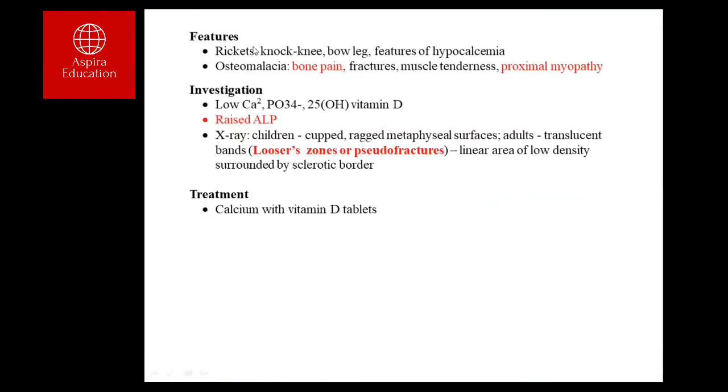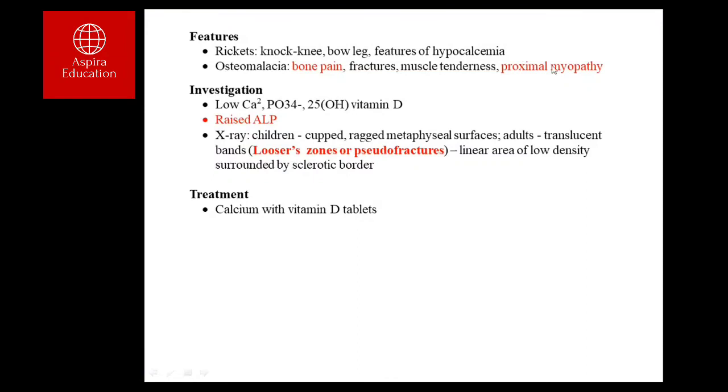What are the features you're going to get? Rickets in children: we are not going to get much question on rickets because it's a pediatric topic. But to summarize, they may get genu valgus and genu varus. Genu valgus is the lateral deviation of the leg, and genu varus is the medial deviation of the leg. Then they may have hypocalcemia signs, so the patient may have tetany. Whereas in adults, osteomalacia predominantly presents with bone pain. So they may have back pain, hip pain. These are the common presenting signs. Apart from that, they may have increased risk of fracture, muscle tenderness, and proximal myopathy.